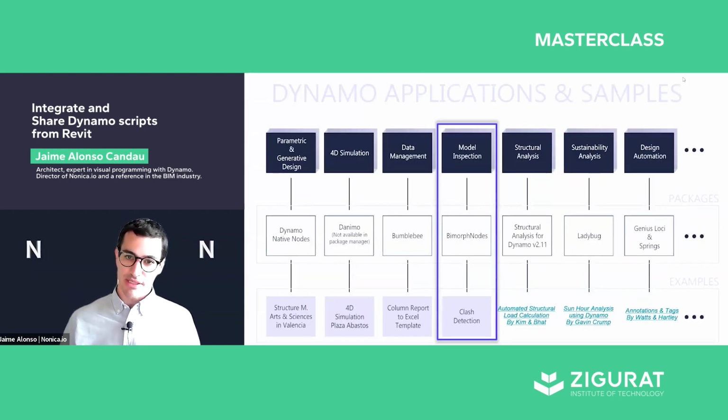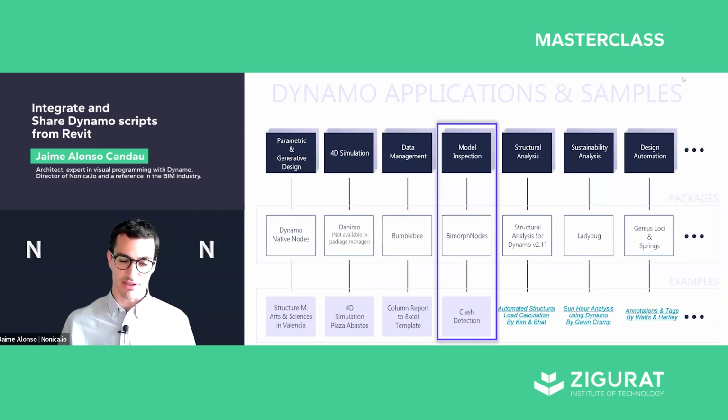So the applications and samples that we bring today, we bring 7 applications that we consider are probably the most important within Dynamo. You can see at the top the different applications. We have parametric design and generative design. And then at the bottom in the second row, you can see the packages that are linked to those applications. So for example, in the first case, we have Dynamo native nodes. So when we do, for example, parametric and generative design, we don't usually use any package.